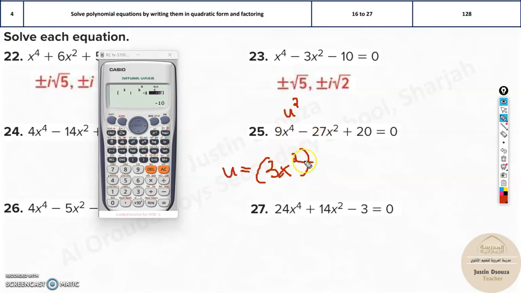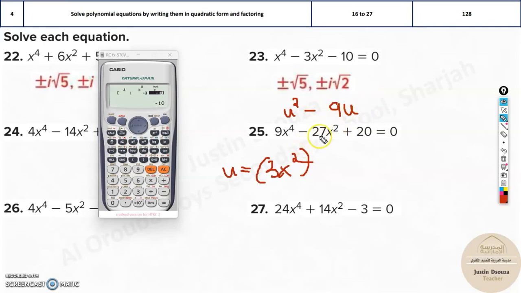Now the only thing is I have written it in the quadratic form, which we did in the last section. What is the next thing? I need to split this into 3x squared, and basically divide 27 by 3, you will get 9u.